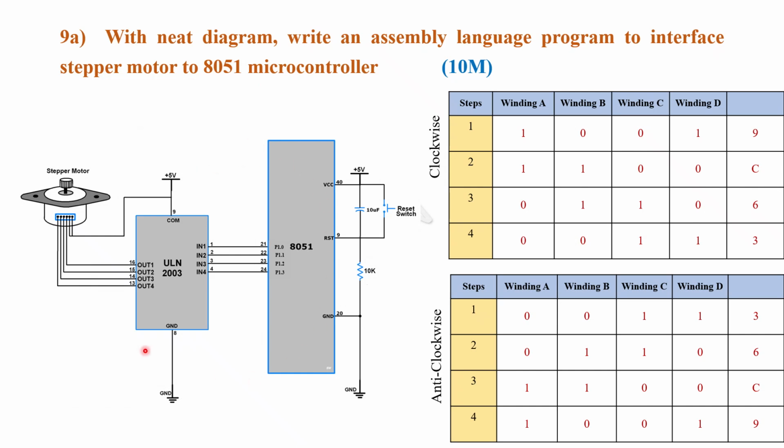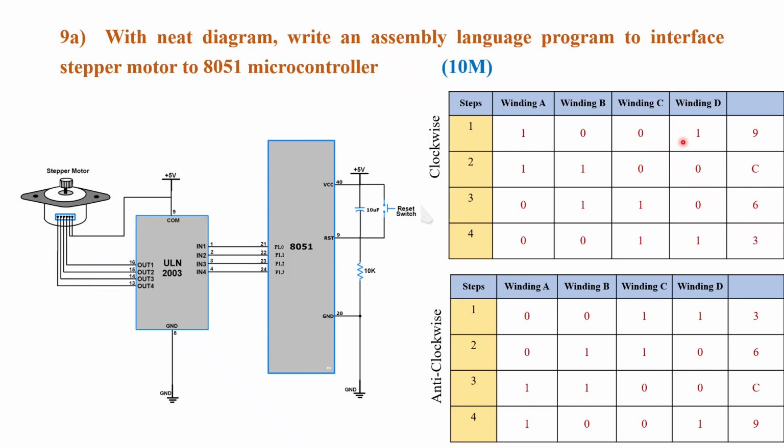So this is the interface of stepper motor to the 8051 microcontroller. So you must write this diagram. So 8051, then to the ULN 2003, and then it will be connected to the stepper motor. So this is the programming concept that is related to the clockwise as well as the anti-clockwise rotation.